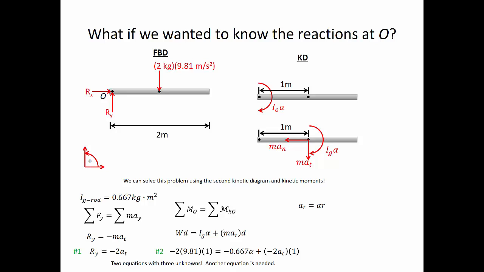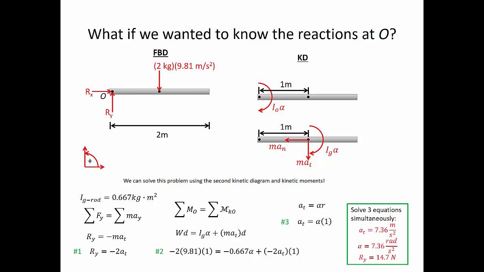In this case, since we have a fixed point of rotation, we can state that the tangential acceleration is equal to the angular acceleration times the radius from the point of rotation. Our radius in this case is 1 meter. Now we have a third equation. Using these three equations with the three unknowns, we can solve them simultaneously to find that the tangential acceleration is 7.36 meters per second squared, our angular acceleration is 7.36 radians per second squared, and our reaction at y is equal to 14.7 newtons. Notice that we had nothing in the x direction.